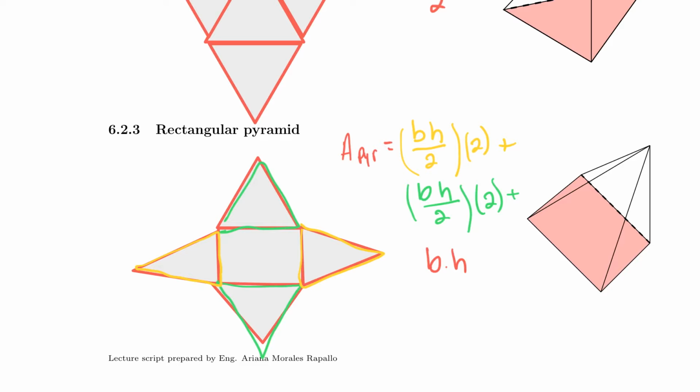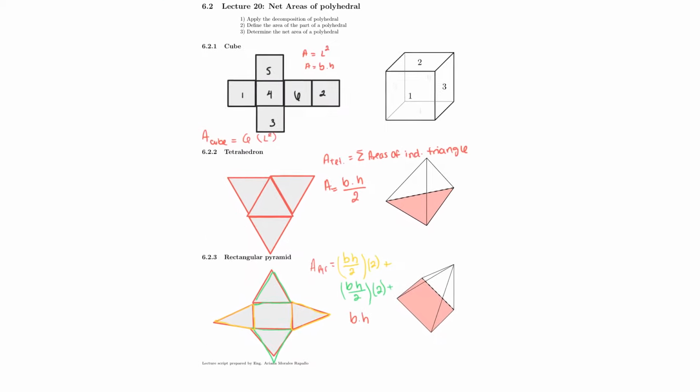Okay, so again, we have the area of one type of triangle multiplied by 2 because we have 2 of them, plus the area of the other type of triangle multiplied by 2, plus the area of the base, which is a rectangle. Okay, so let's move on to the next page.